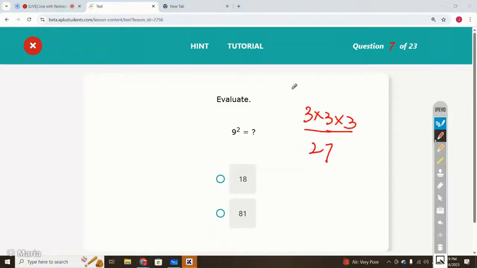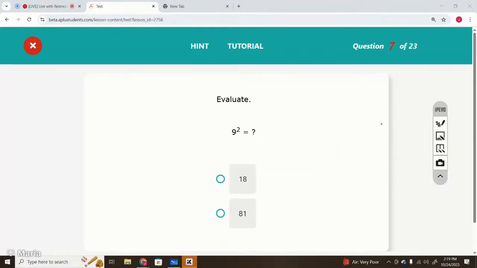You have to do 9 times 9. So which is the correct option? That is 81. Option number 2 is the correct option.